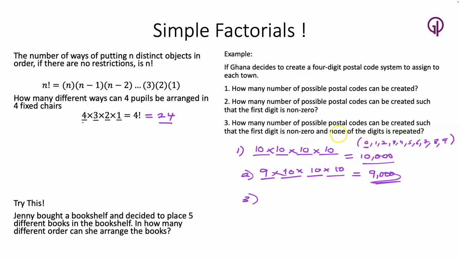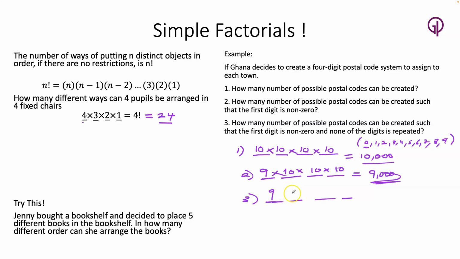How many possible postal codes can be created such that the first digit is non-zero and none of the digits is repeated? So here, this one is a bit tricky, so you have to be careful. Again, we have 4 slots. And the first slot, the first digit is non-zero. Okay, so here is non-zero. So if we take out 0, we have 9 digits left. 9.